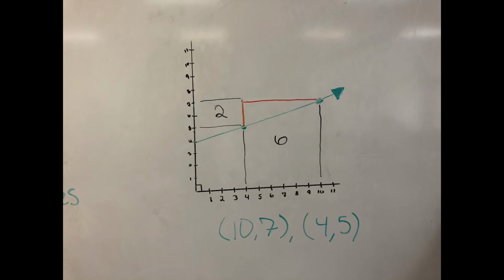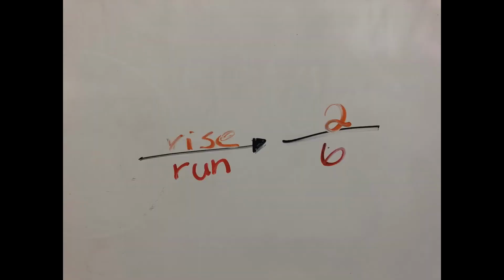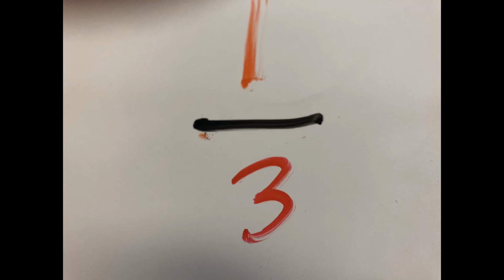So, we end up with the numbers 2 and 6. I'm gonna go ahead and assume that nobody wants to come up and help, so I'll make the fraction. 2 over 6, and once you simplify that, it's 1 over 3. That's your rise over run, or your slope.